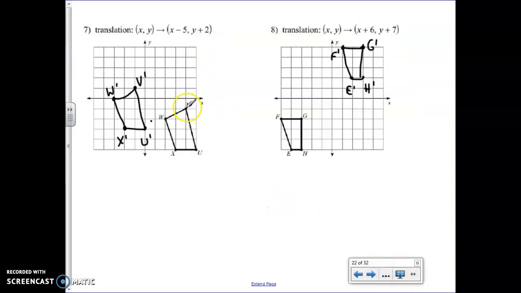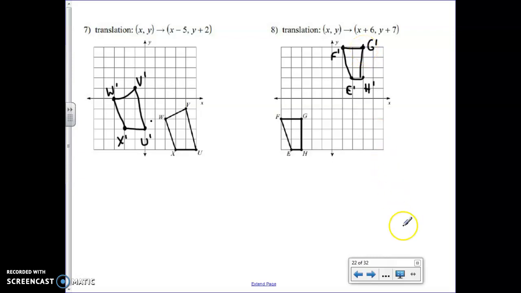And this is what you guys should have had. So if you see, I'm moving it to the left 5, 1, 2, 3, 4, 5. Up 2 for each point. Here, I'm moving it to the right 6, 1, 2, 3, 4, 5, 6. Up 1, 2, 3, 4, 5, 6, 7.